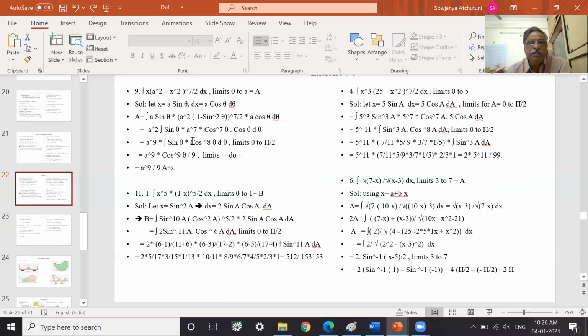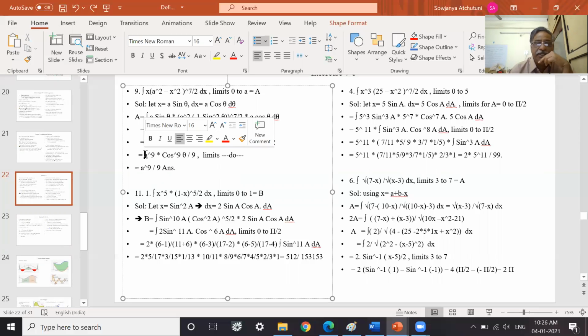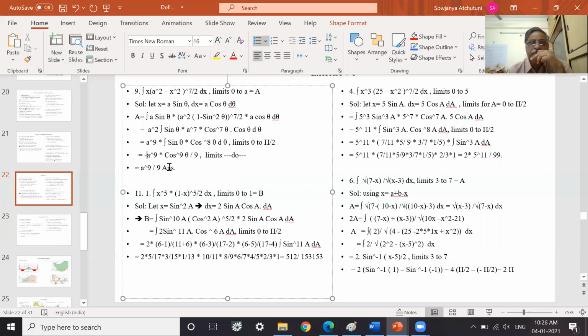So finally I am getting powers. Here simply cos to the power of 9 theta by 9, because sine is supporting cos, minus is there. Cos of 9 theta by 9, minus is there. When I apply limits 0 to pi by 2, I am getting a to the power of 9 by 9, because the first term at pi by 2 gives 0, minus of it, actually it is minus. So a to the power of 9 by 9.